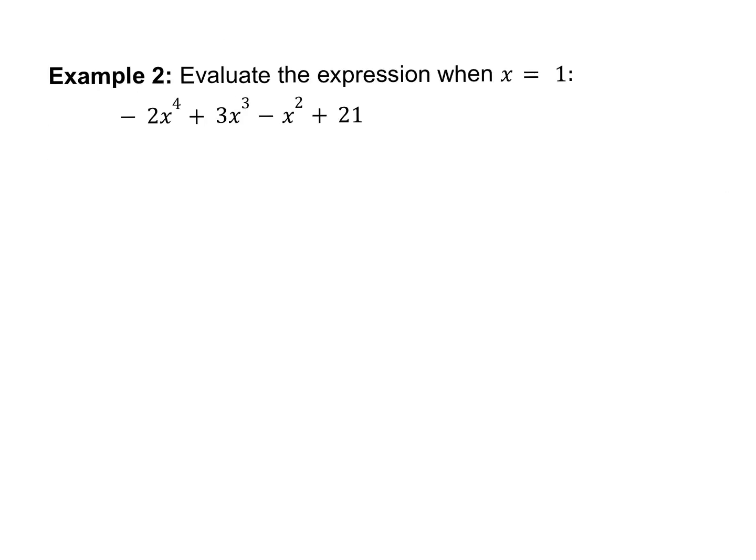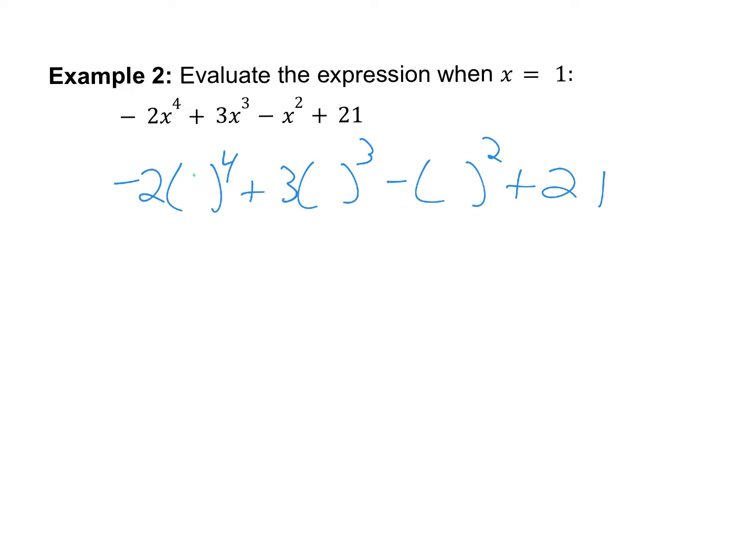Next example, evaluate the expression when x equals 1. And we have this really long expression with 3 variable terms. So we've got negative 2x to the 4th plus 3x to the 3rd minus x squared plus 21. And what do I plug in? 1, 1, 3 times.